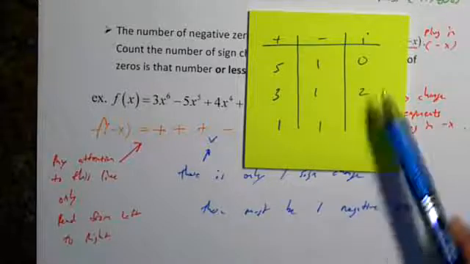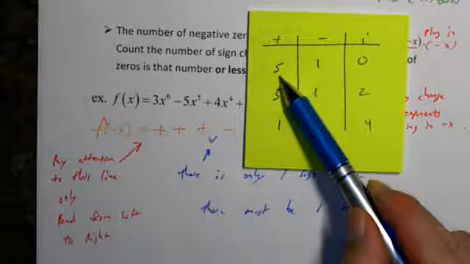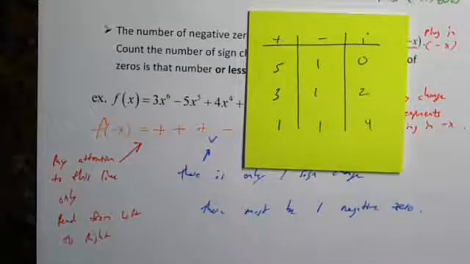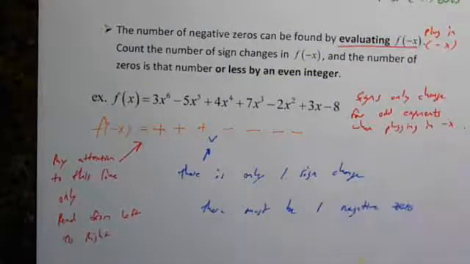All right, so when you're picking for synthetic substitution, you want to see which one of these is actually a zero. Doesn't it make more logical sense to choose a positive zero, positive number? So when we list out all the possible rational zeros, we're listing out positives and negatives. We only want the positives because there's a greater chance of one of those working.